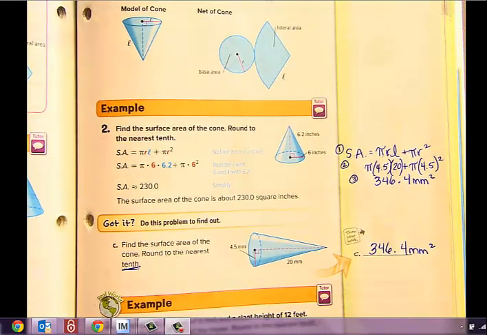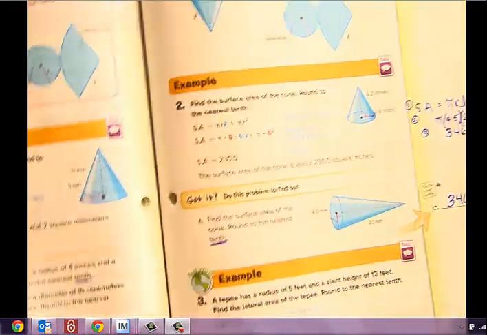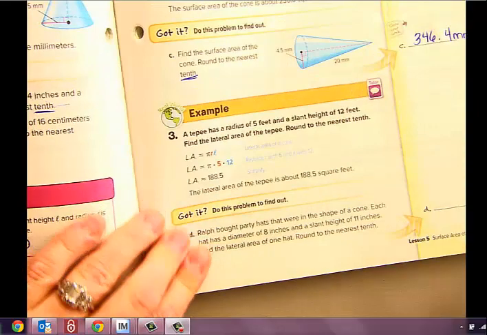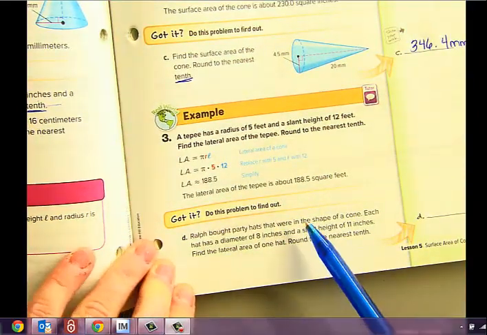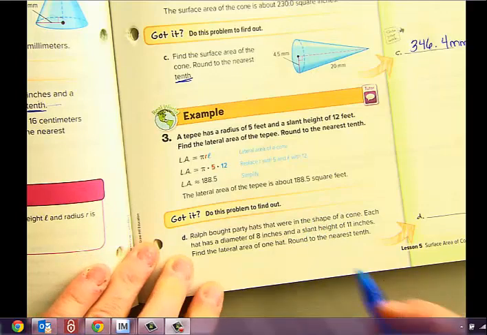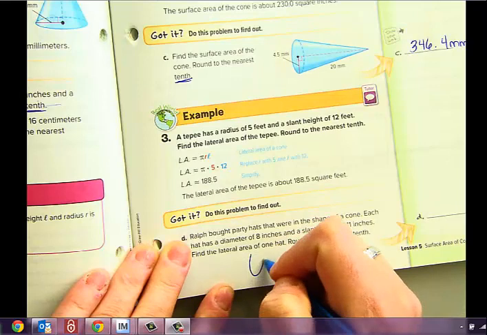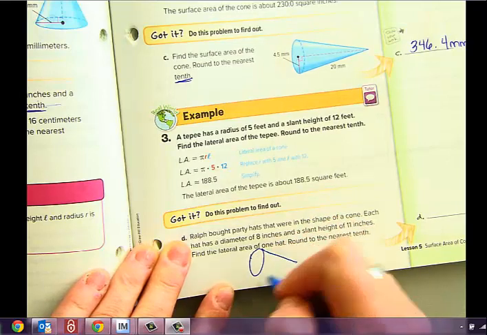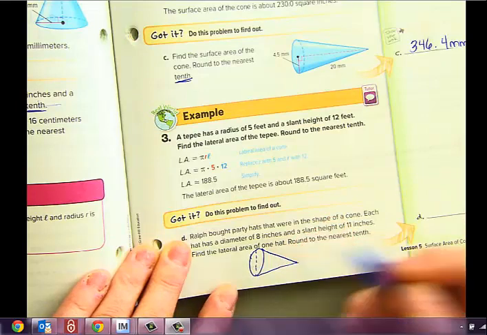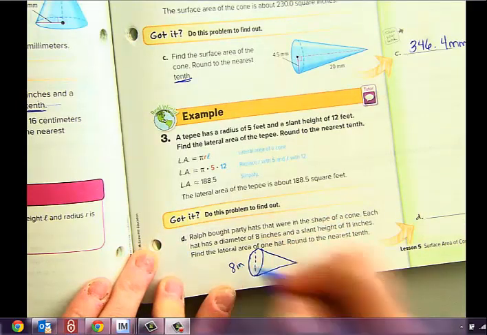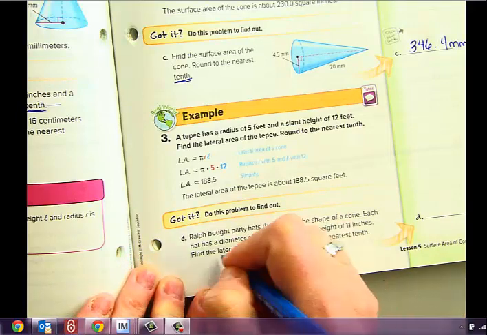Now let's look down here at D. Let me move my book here a second. D says, Ralph bought party hats. Woohoo, we're going to a party. They're in the shape of a cone. Each hat has a diameter. So now we're talking about, let me go ahead and draw this out. If I have a cone, I probably should have left that a dashed line, but that's okay. The diameter here is 8 inches. The slant height is 11 inches. Find the lateral area to the nearest tenth.